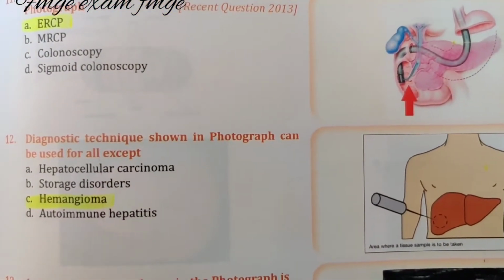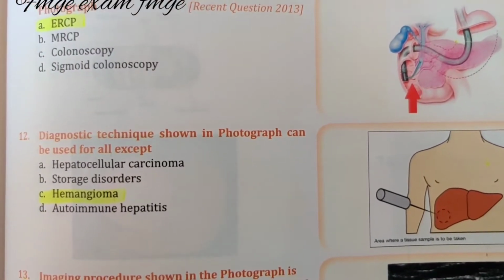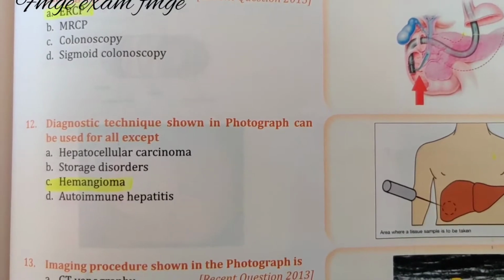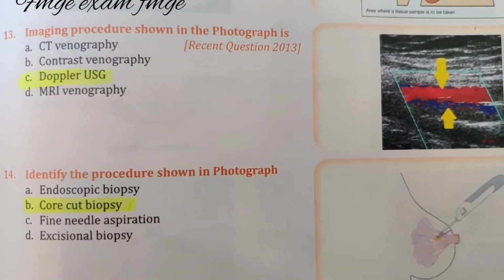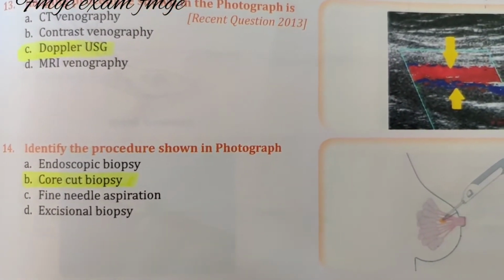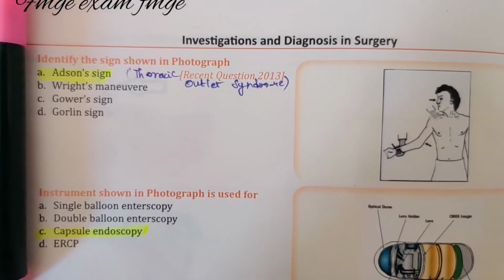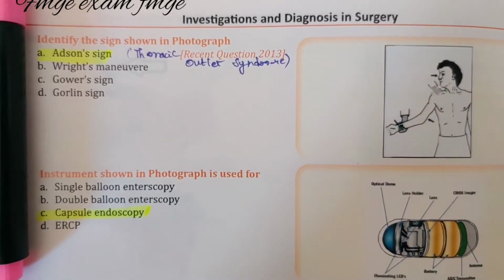Diagnostic technique shown in the photograph can be used for all except hemangioma. The procedure is liver biopsy. Imaging procedure shown in the photograph is Doppler USG. Identify the procedure shown in the photograph: core cut biopsy. Identify the sign shown in the photograph: Addison's sign, thoracic outlet syndrome.